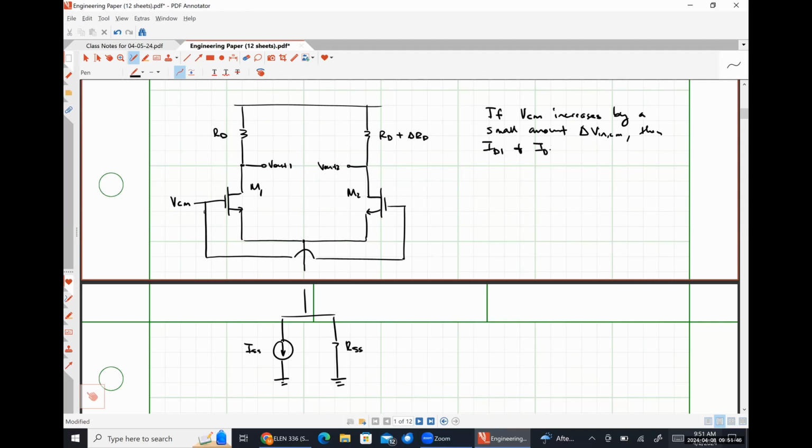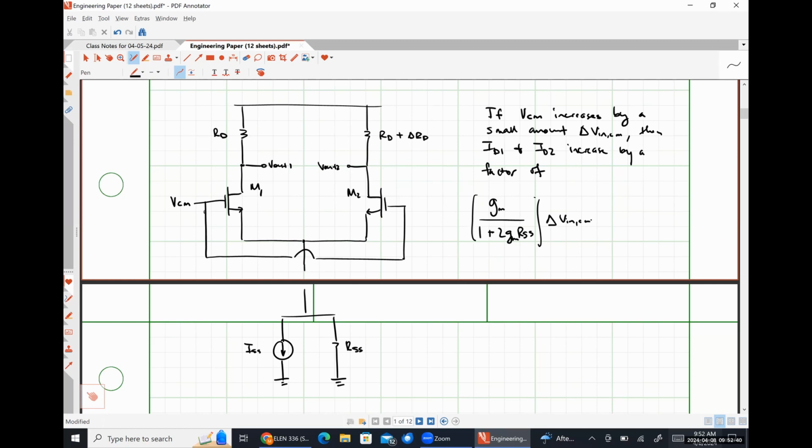ID1 and ID2 change, or actually, let me put this explicitly, increase by a factor of GM divided by 1 plus twice GM RSS times delta VNCM. So that's how much our drain currents are going to change by.